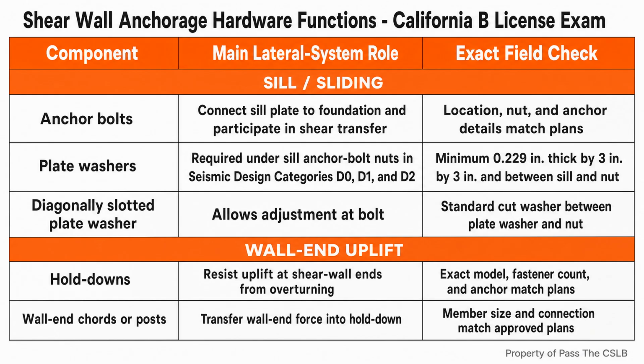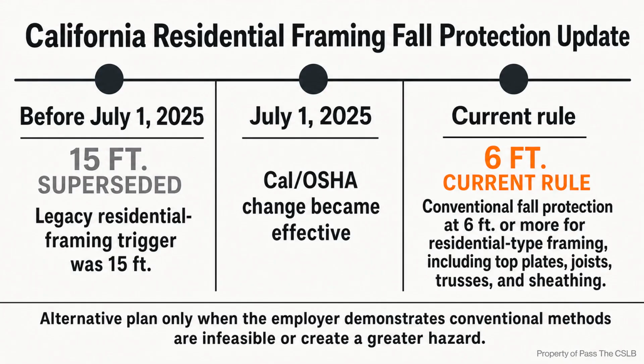That matters because experienced field habit can be stronger than a recent regulation. A worker on a 9-foot top plate is above the current 6-foot trigger, even though that height would have fallen below the old threshold. The timeline chart makes the transition unmistakable. It shows the former 15-foot threshold, the July 1st, 2025 effective date, and the current 6-foot trigger for residential type framing.